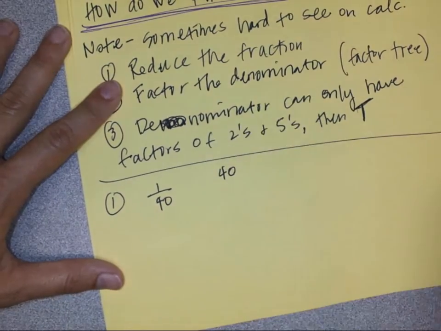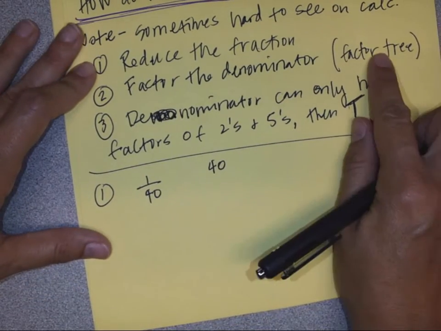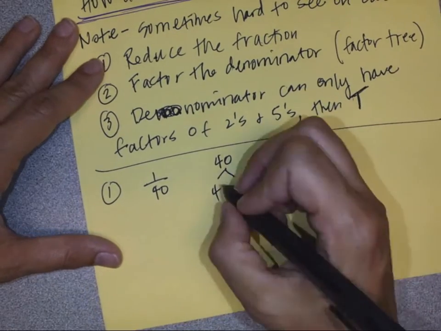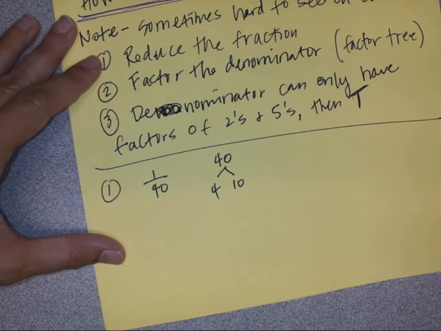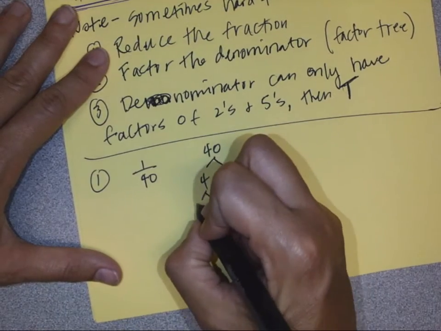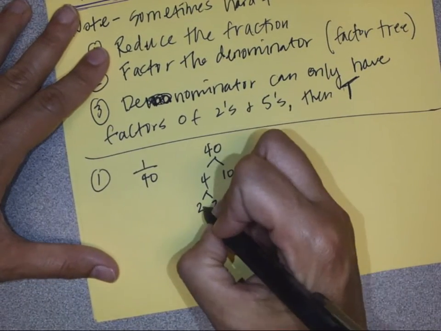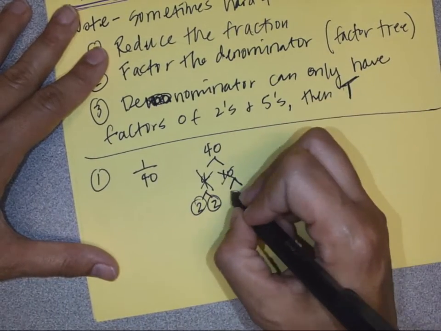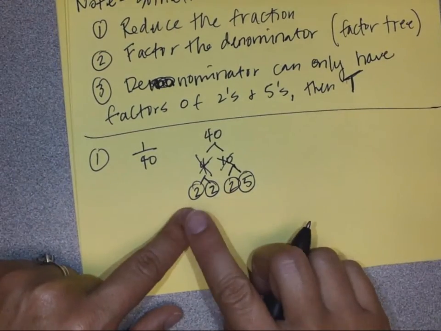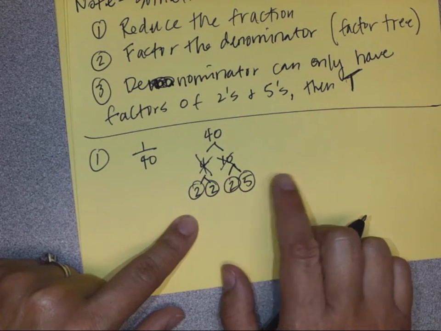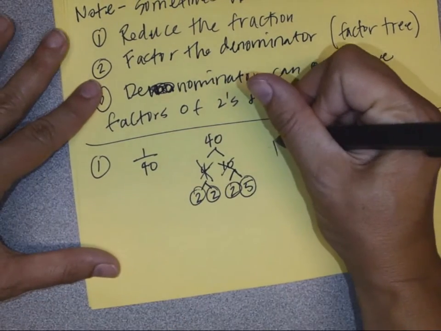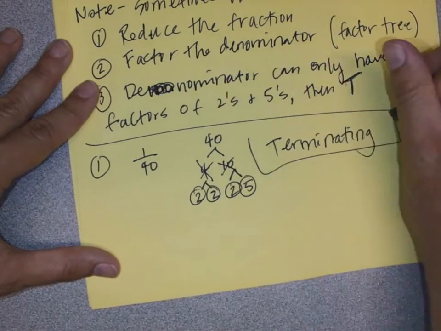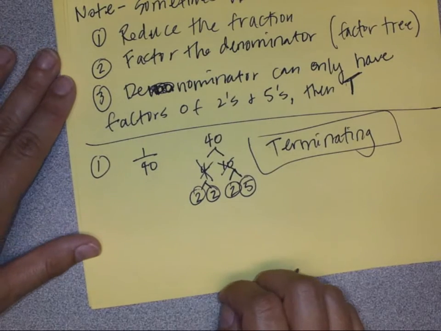I'm going to break the denominator down into the prime factorization using a factor tree. I picked two numbers that multiply to give me 40. I'm going to choose 4 and 10. 4 breaks down into 2 times 2, because 4 is not a prime number. The 2's are prime numbers. 10 breaks down into 2 times 5, and those are prime numbers. We look at our prime factorization, 2 times 2 times 2 times 5. Those are all 2's or 5's. So that means this is a terminating decimal. It can only have 2's and 5's in the factor tree when you break it down.